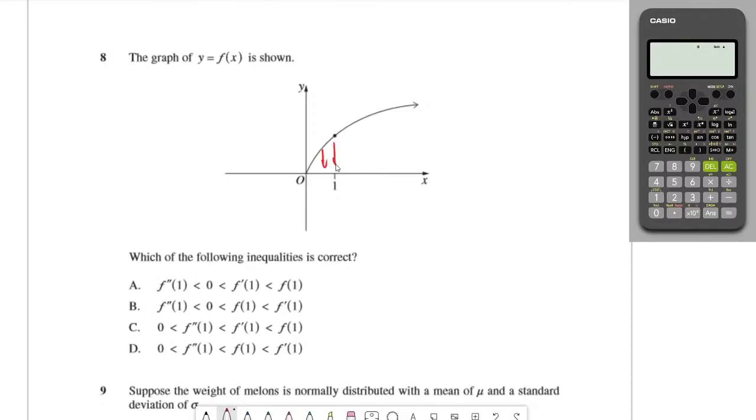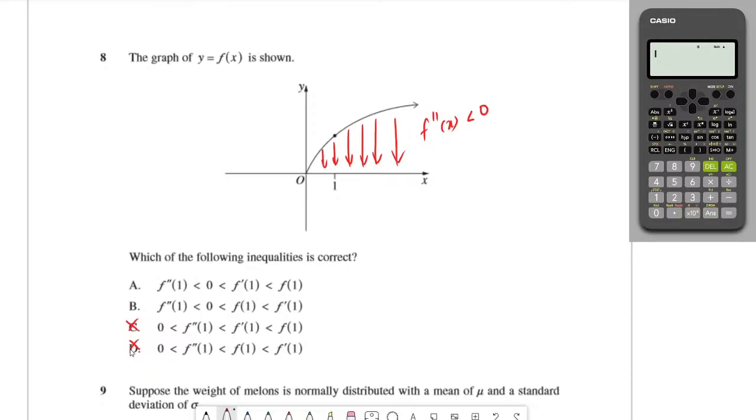So it's a concave down function, okay? Essentially, if you think of the cave as pointing to the south, that is saying that the second derivative is going to be less than 0. So we can cross out C and we can cross out D, and that leaves us with A and B.